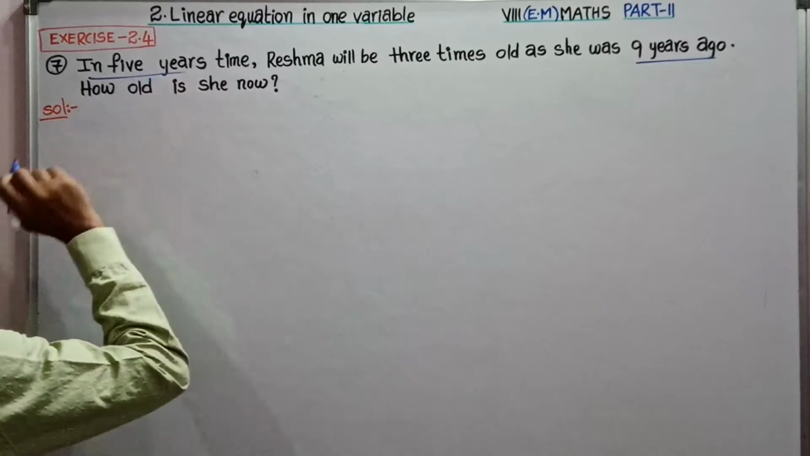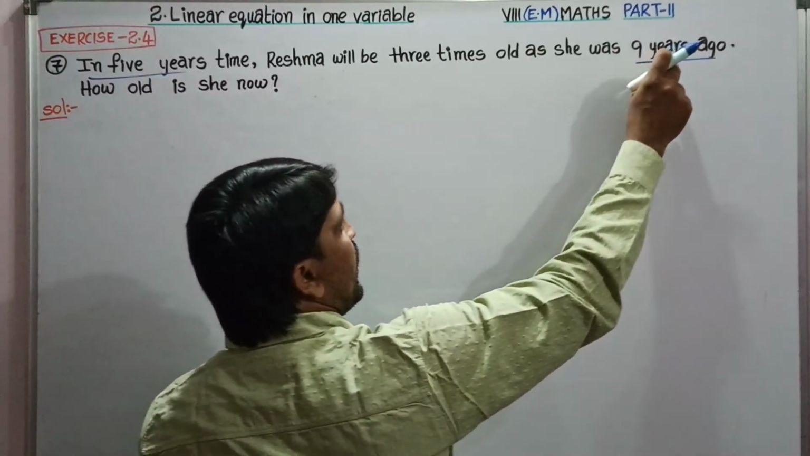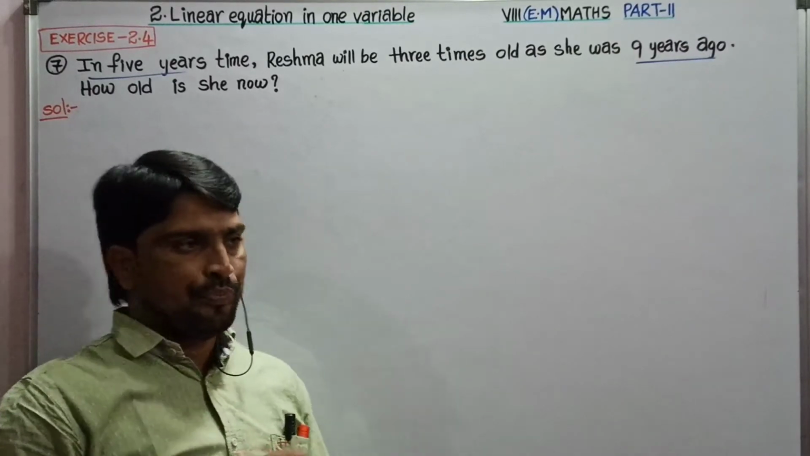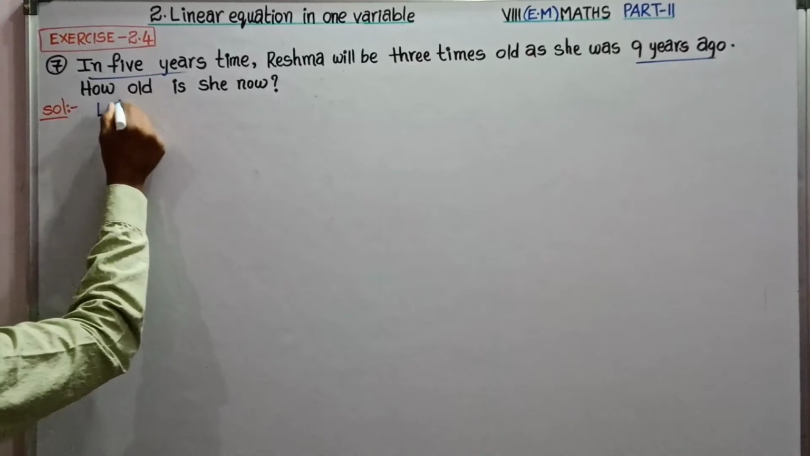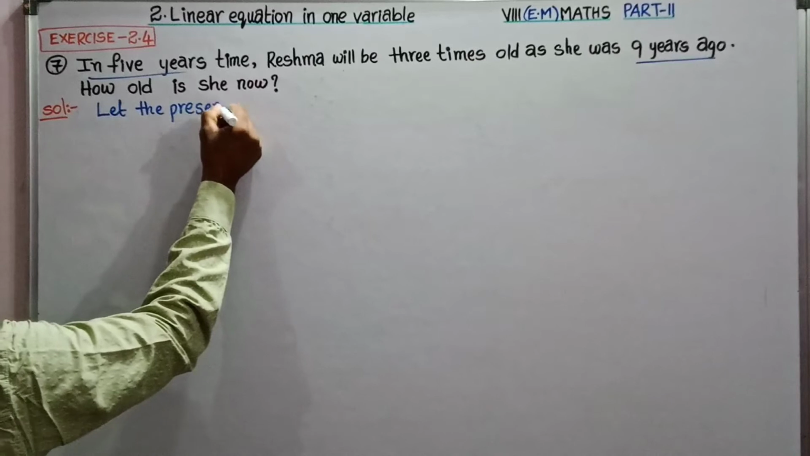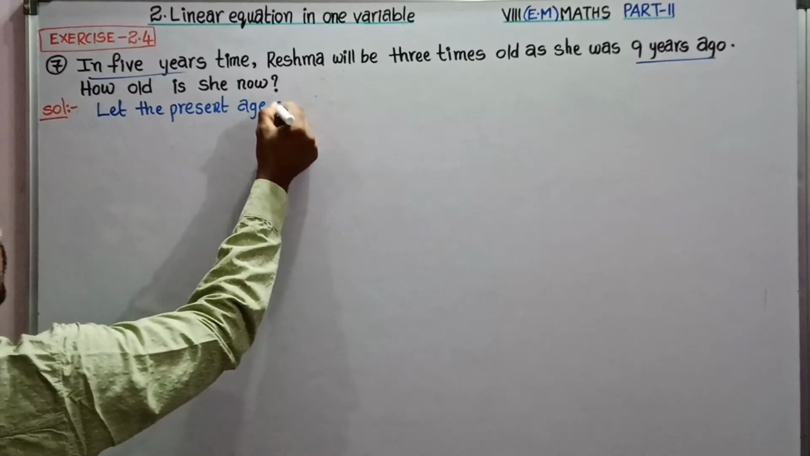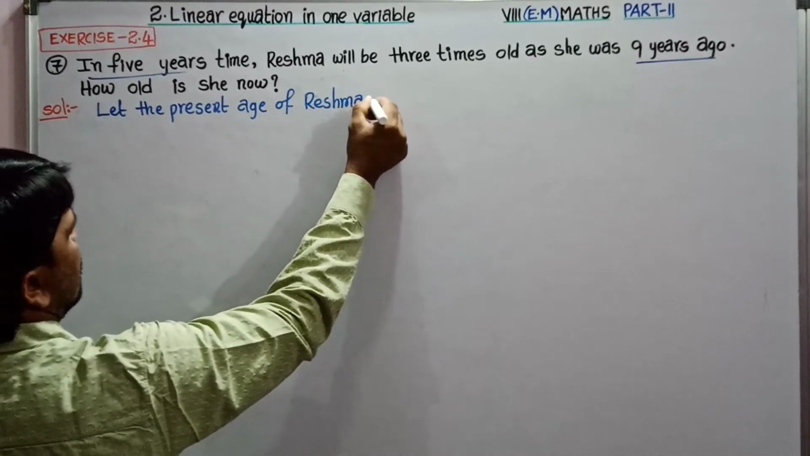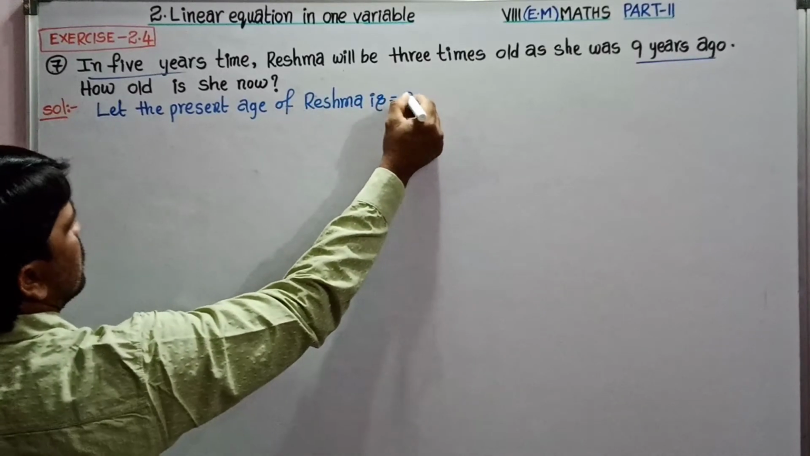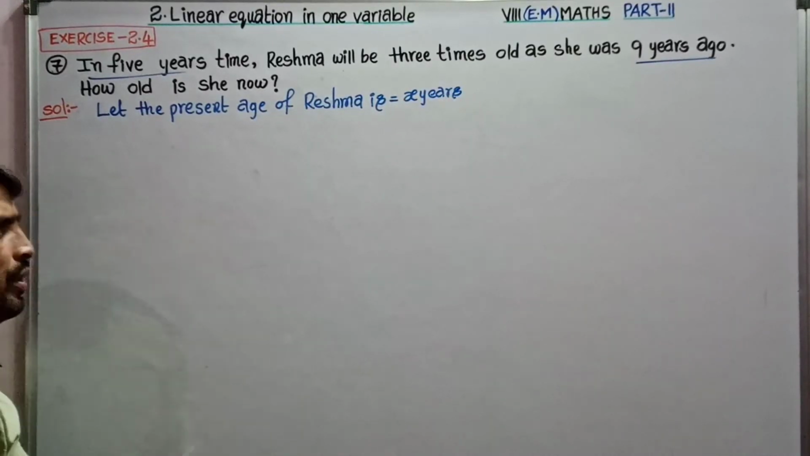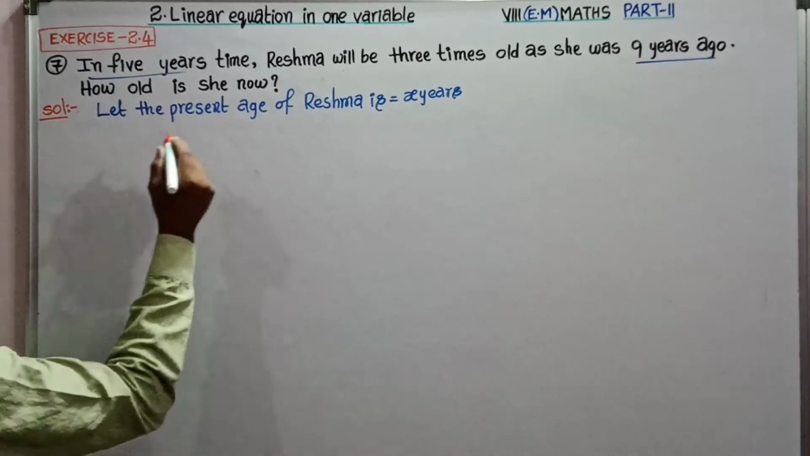To know the age after 5 years and the age 9 years ago, we have to know the present age of Reshma. So let the present age of Reshma be x years. Since her present age is an unknown quantity, and an unknown quantity is denoted by the variable x.